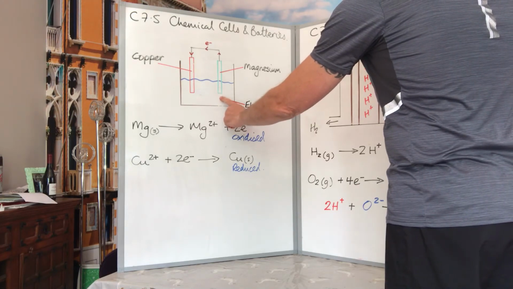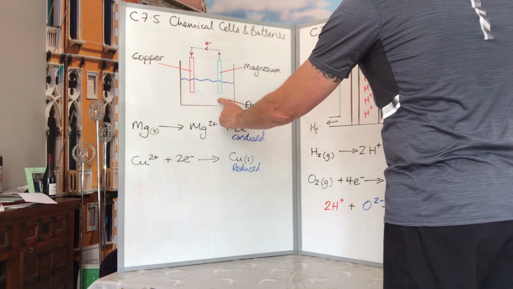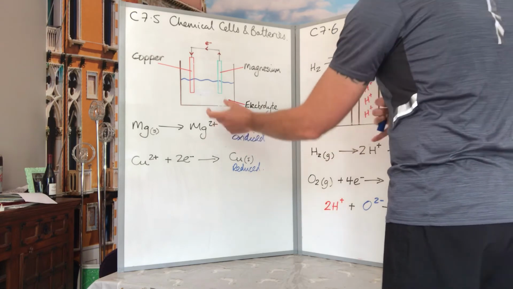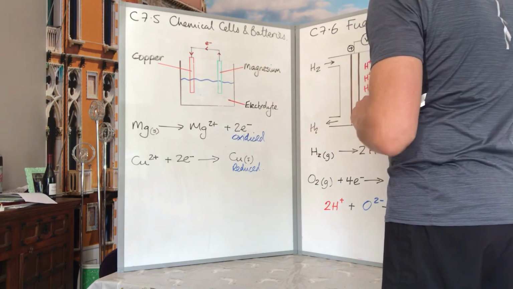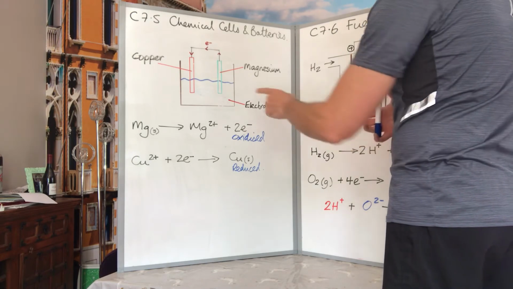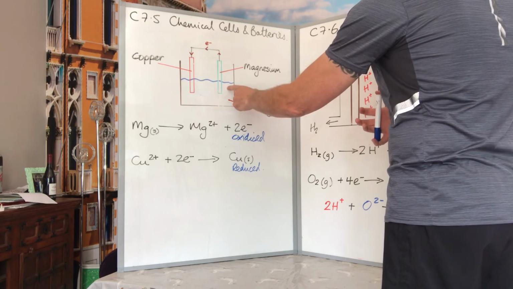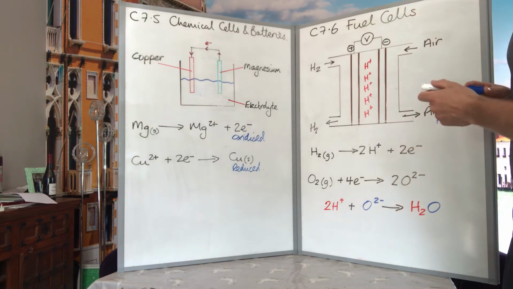Factors that affect the voltage are the ions in solution and their concentration, so the electrolyte. If you change that, you'll change the voltage. The surface area of these two electrodes is very important, in particular the surface area of the electrodes in the solution, in the electrolyte. If that changes, it can change the voltage.